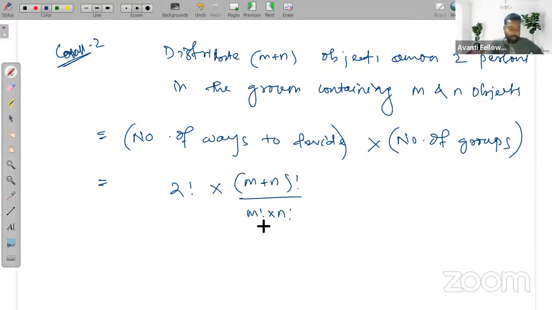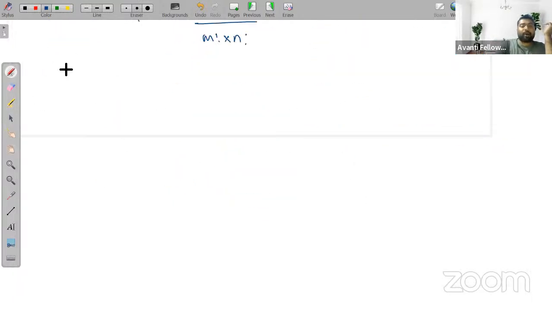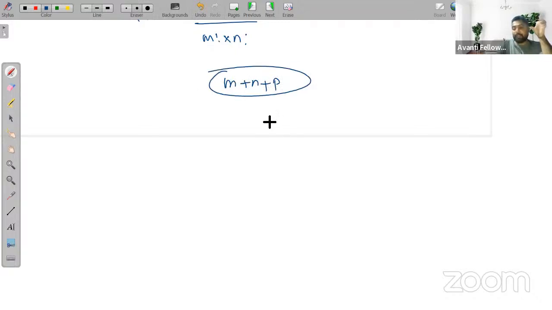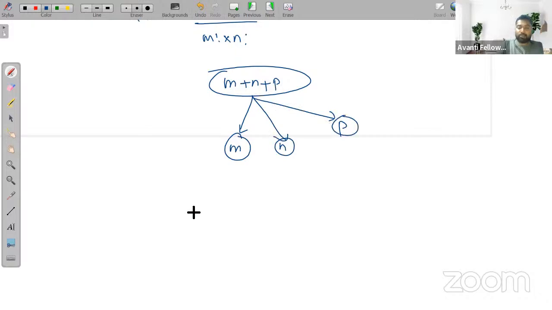Okay, first corollary, we can say. Suppose you have a total of m plus n plus p objects, and I ask you to divide these m plus n plus p objects into 3 different groups of size m, size n, size p. So what is the number of ways to divide into 3 groups of size m, n, and p respectively?